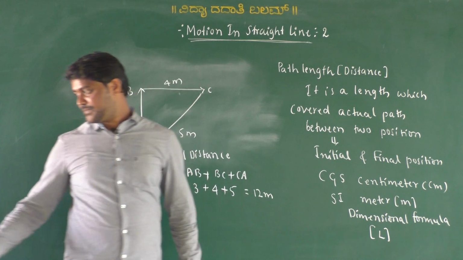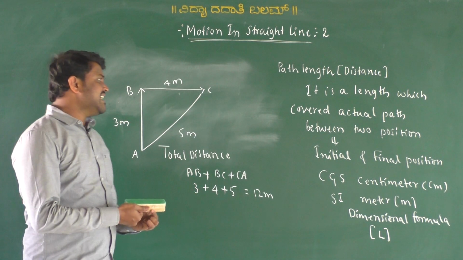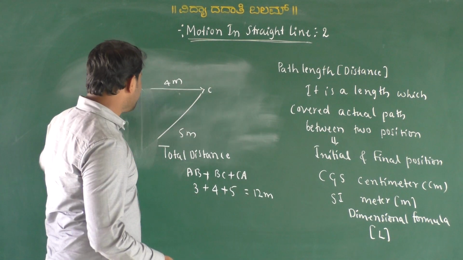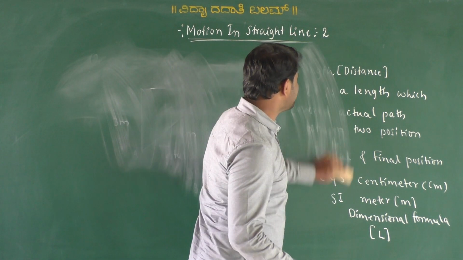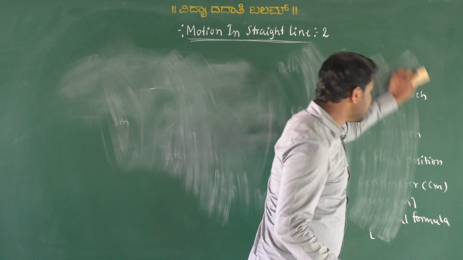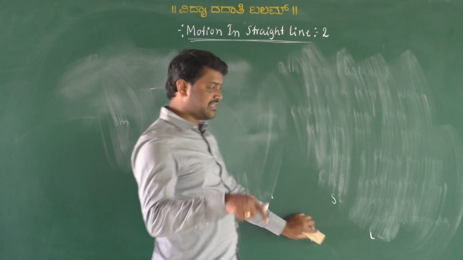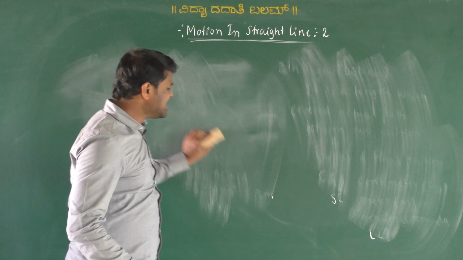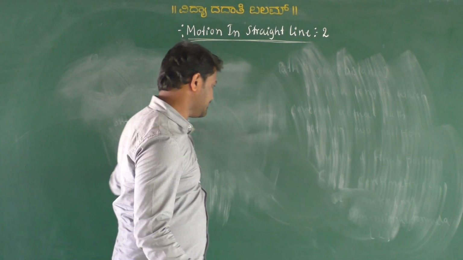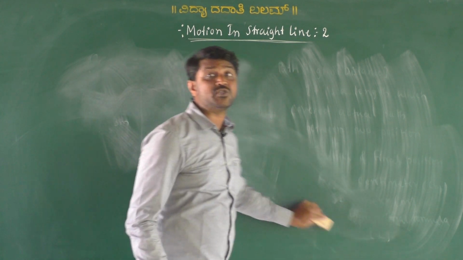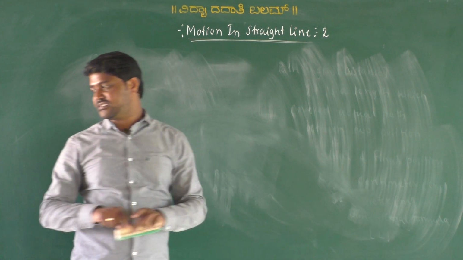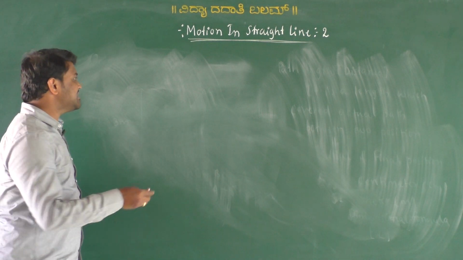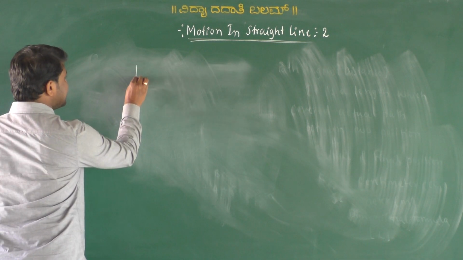And after that, we know very well it is a length which covers the two positions, initial as well as final position, and it is called path length. In that path length I am choosing the very shortest distance, which does not depend on the choice of the origin. I am choosing only the shortest distance. So for that reason, let us understand the word displacement.